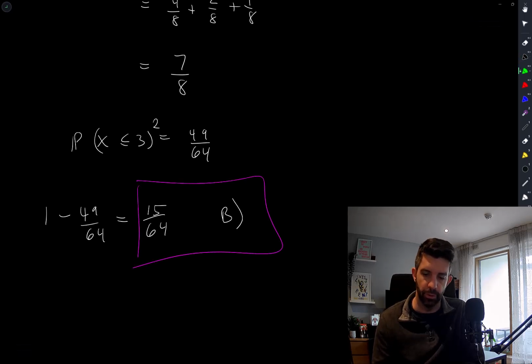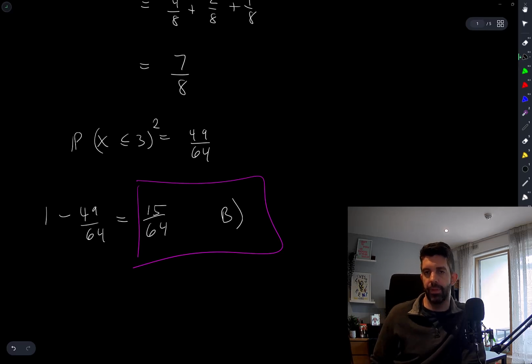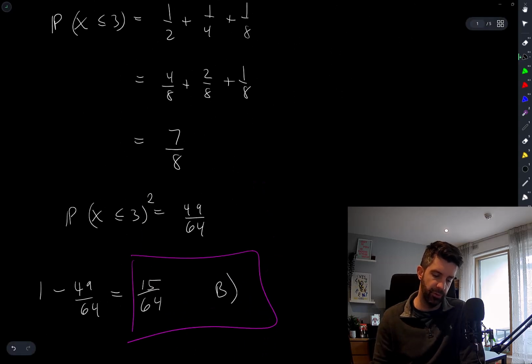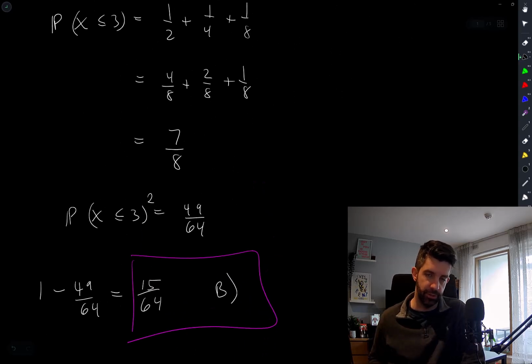15 over 64. Yeah, I think I did this correctly. The fact that all of my arithmetic ends up with one of the answers that's given means I don't think I have an arithmetic mistake. Yeah, I can't see where I might have gone wrong with this.